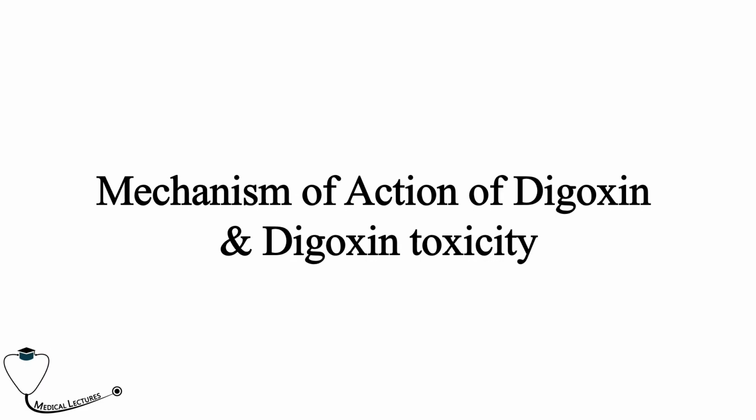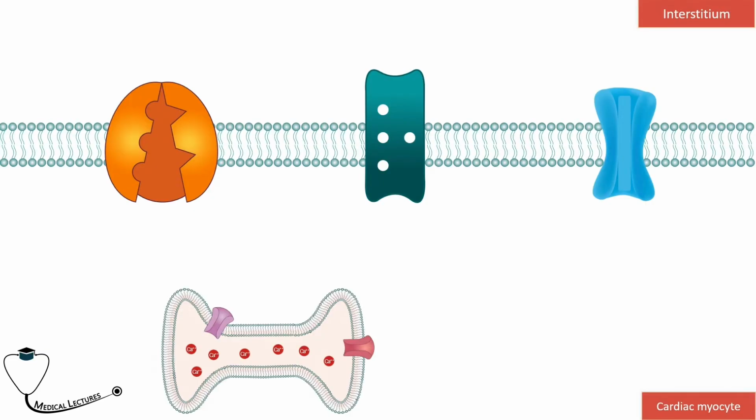In this video, the mechanism of action of digoxin and acute and chronic digoxin toxicity will be explained to you. As you can see on the screen, a very simplified schematic representation of a cardiac myocyte. Inside the cardiac myocyte, you can see a sarcoplasmic reticulum with the calcium stored inside.